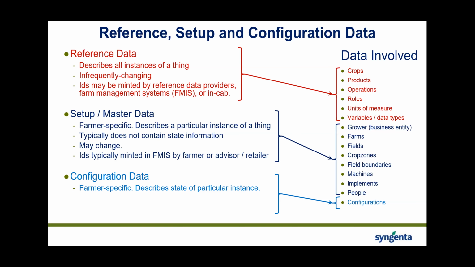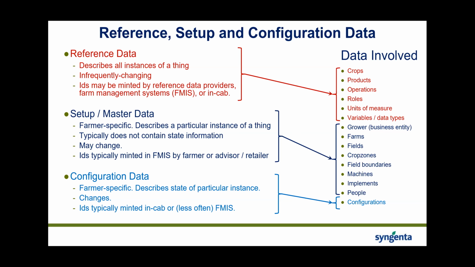It describes the state of a particular instance, like when you have a machine connected to an implement, or you have put a GPS unit somewhere on your machine, and you have to describe the offsets so that your observed data is spatially accurate. And here, the IDs are typically minted in the machine itself. Imagine a very busy person fat fingering something on a membrane keyboard. That often doesn't go well.